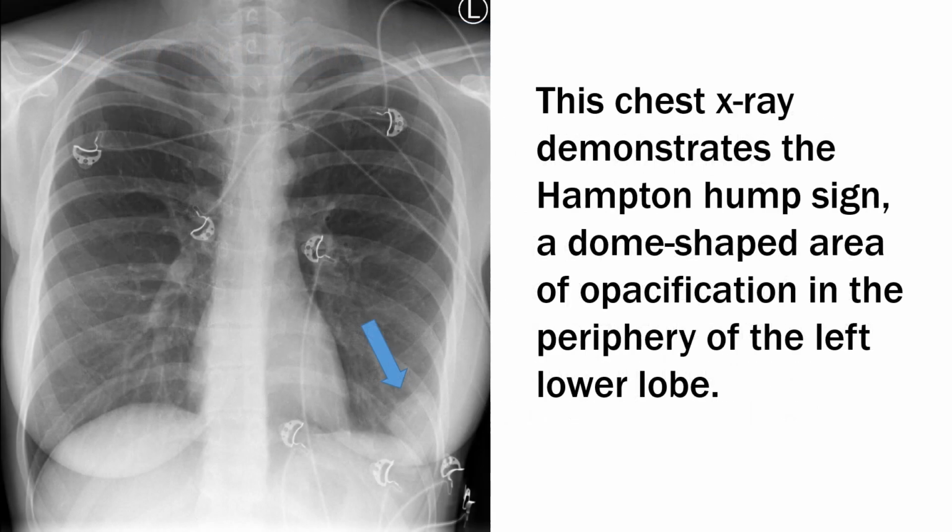This chest X-ray demonstrates the Hampton hump sign, a dome-shaped area of opacification in the periphery of the left lower lobe.